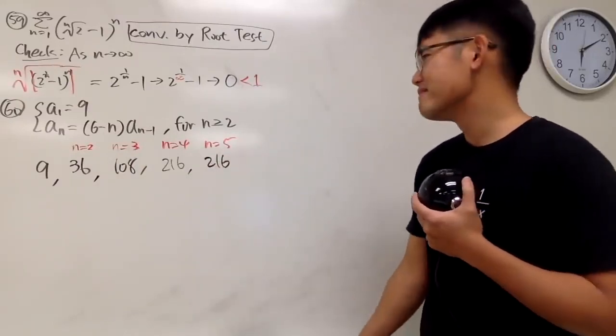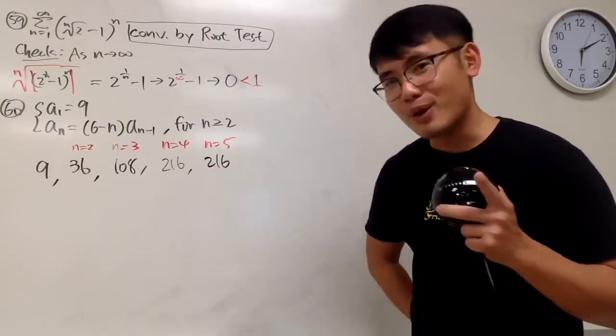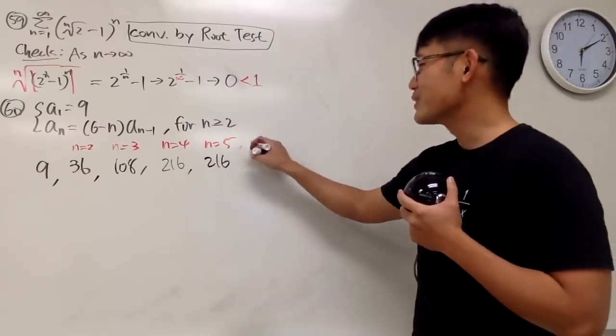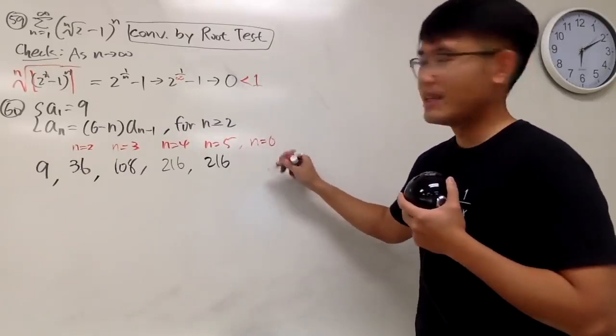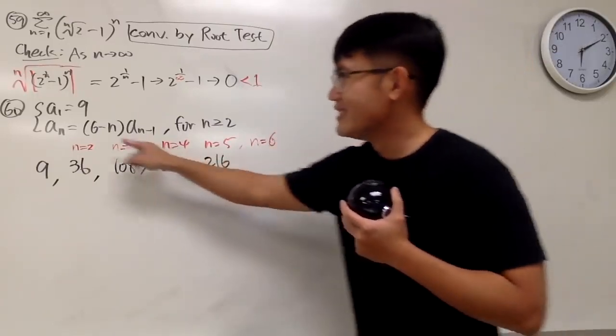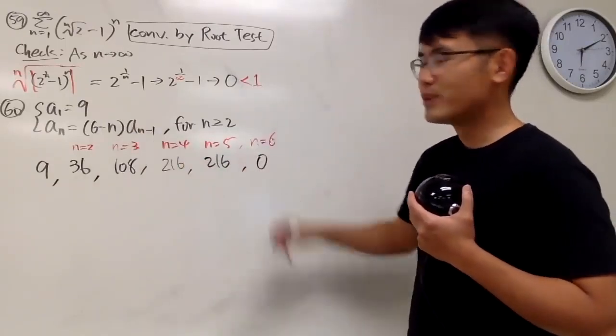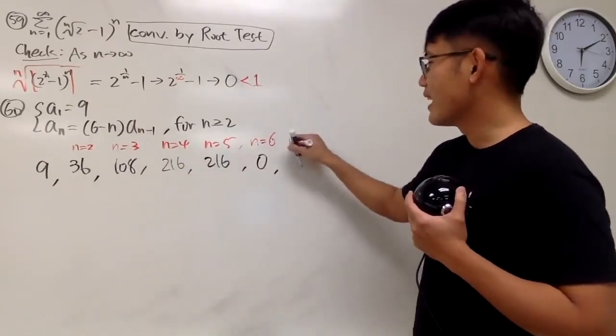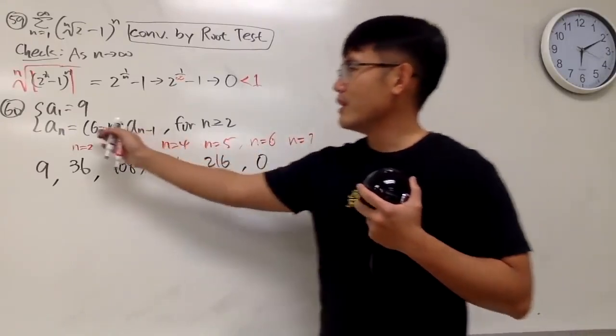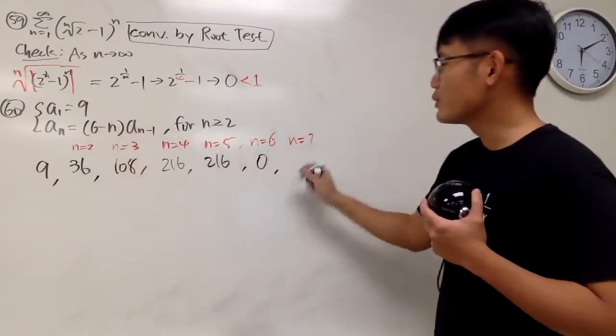Okay. I want to give up. But no, don't give up. Because the next one, n equal to 6. What happens? We will get 6 minus 6 is 0. 0 times this guy is 0. What's the next guy? N equal to 7. Well, you get -1 times the previous term, which is 0.